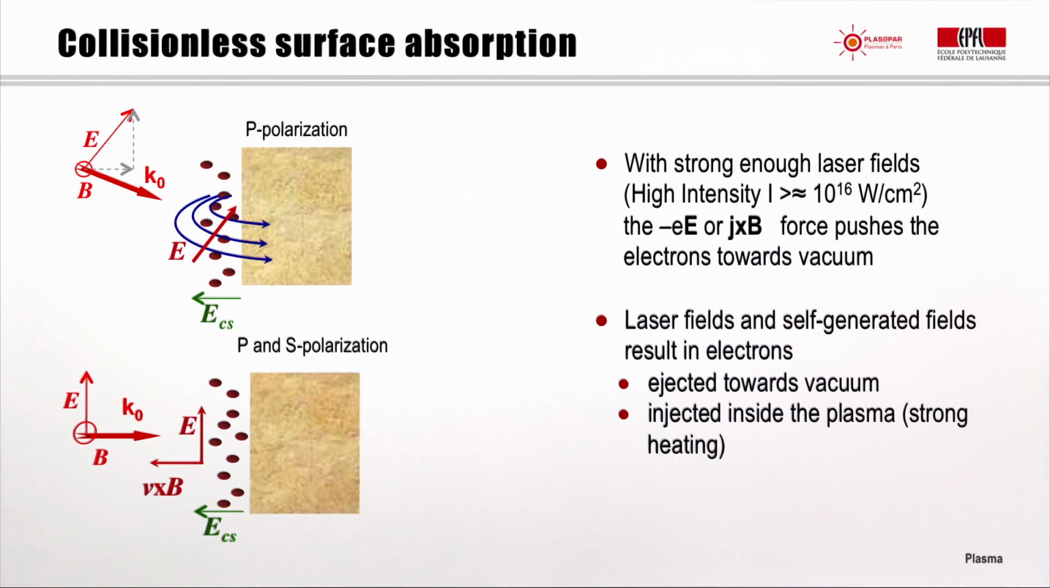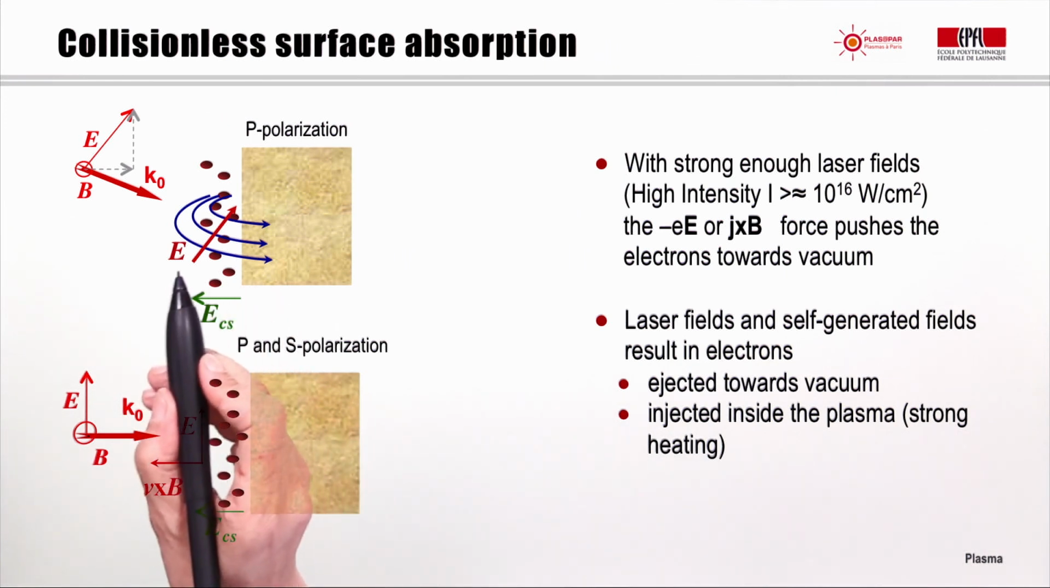Let us consider an electromagnetic wave impinging on a very dense plasma. The wave will penetrate a little bit. The electrons are pushed and pulled by the electric field. In P-polarization, the electric field has a component parallel to the normal to the surface. For strong fields, this component can push the electron of the plasma outside and then back again.